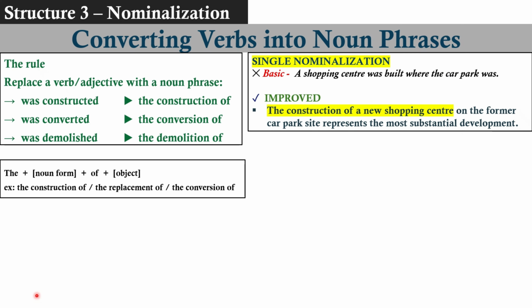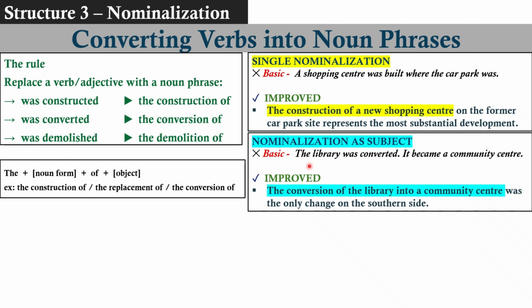Now look at the second example. Instead of writing, the library was converted, it became a community center. We can write, the conversion of the library into a community center was the only change on the southern side. Here, the nominalized phrase becomes the subject of the sentence.